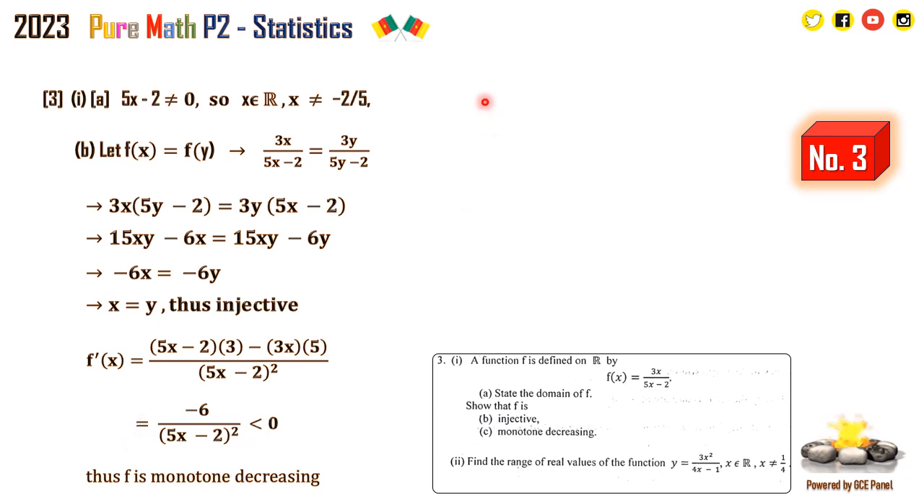Okay, now sub 2: find the range of real values of the function y equals 3x squared, all that on 4x minus 1.